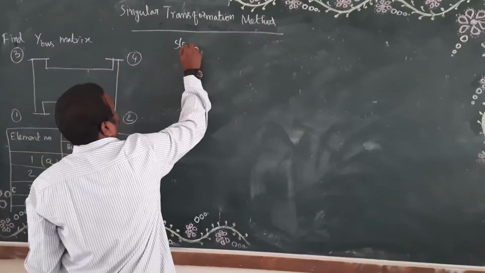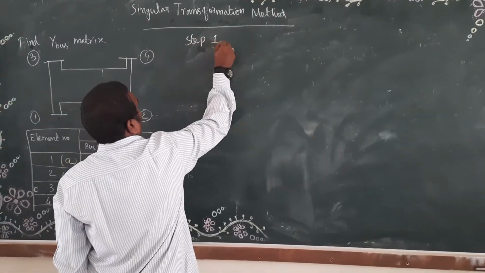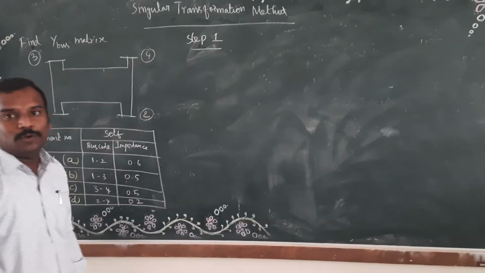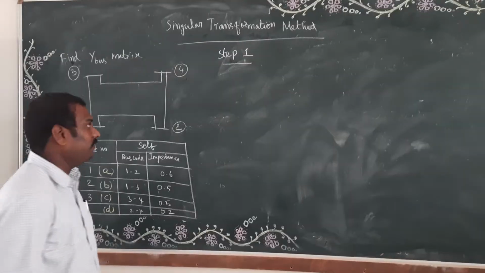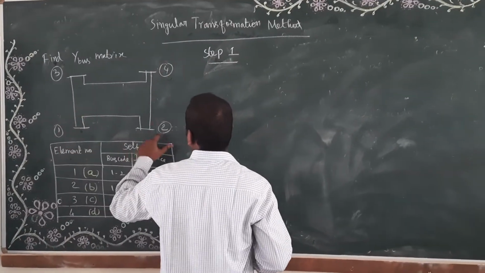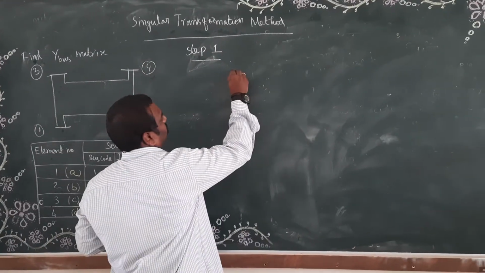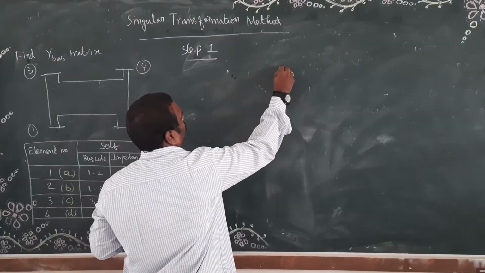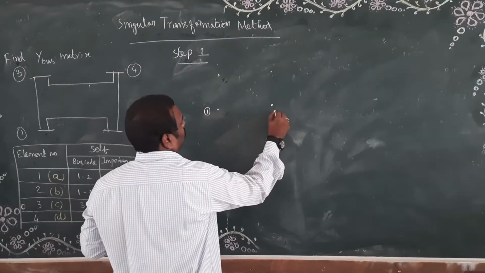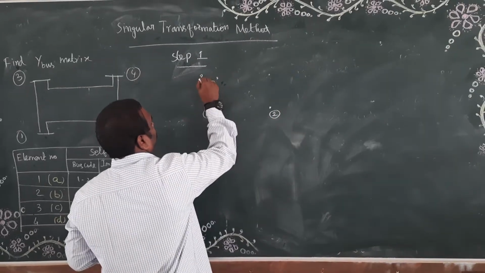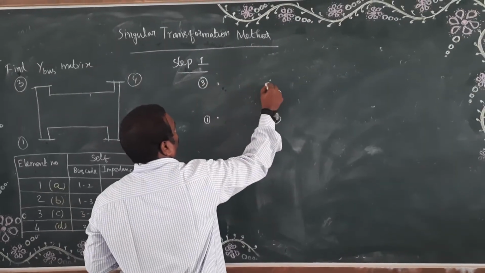What is the first step? Step number 1: we have to draw the oriented graph. How do we draw the oriented graph? You have to mark the number of nodes first. 4 different nodes are available: node numbers 1, 2, 3, 4. I am writing the names 1, 2, 3 and 4.